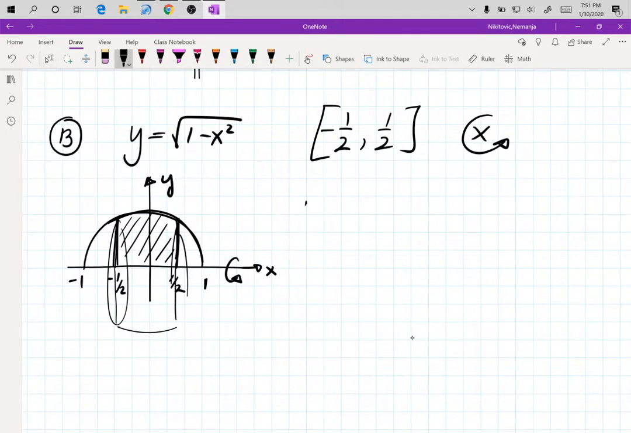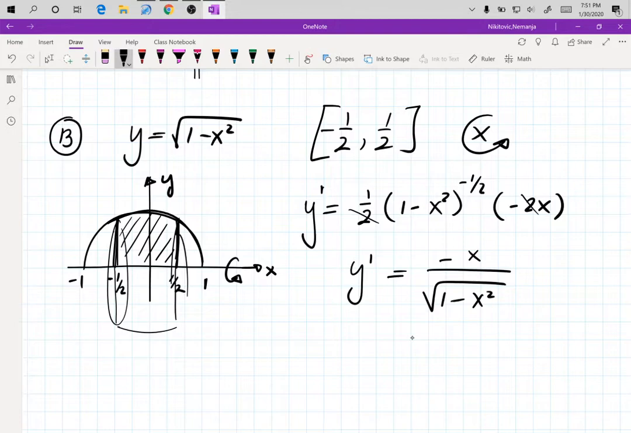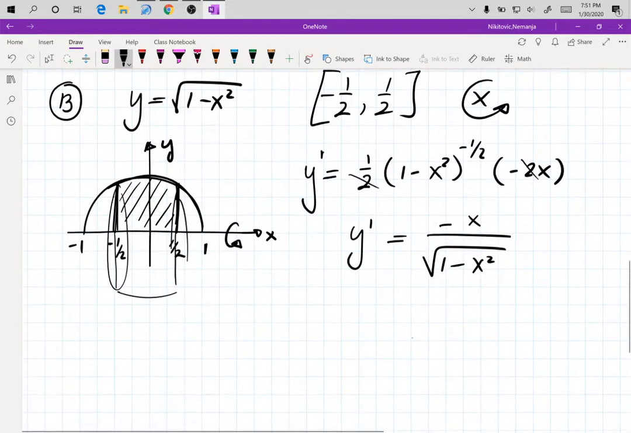We have a wonderful derivative coming up. It's called the chain rule, where you put 1/2 outside, (1 minus x squared) to the negative 1/2, times negative 2x as a chain rule. 2 kills 2. Y prime is negative x divided by the square root of 1 minus x squared. All right.